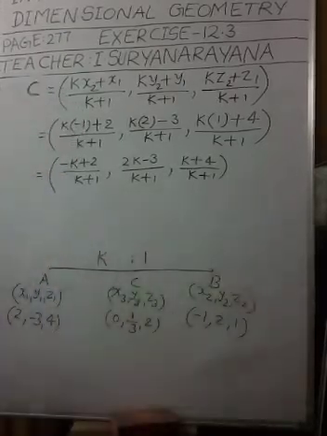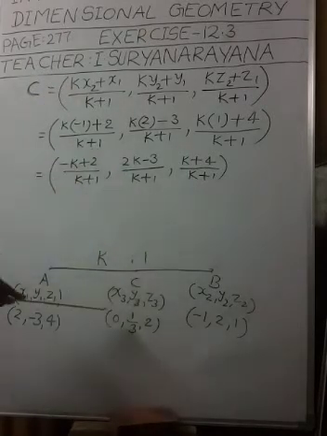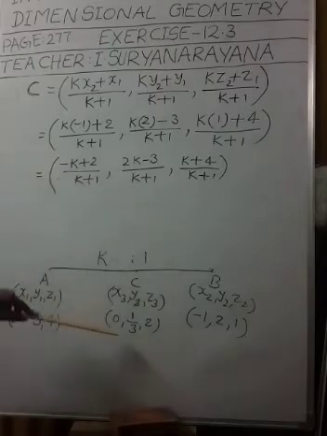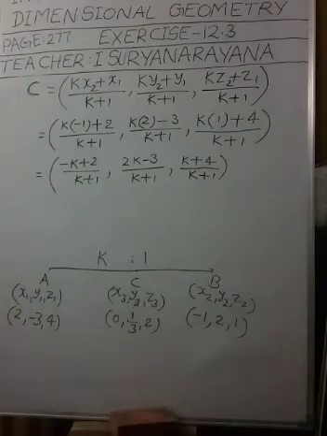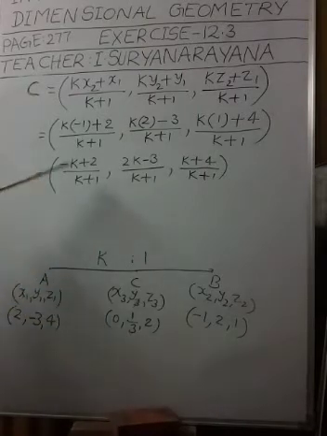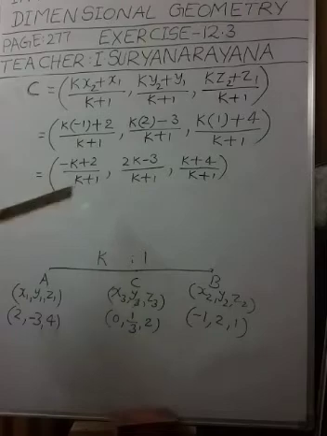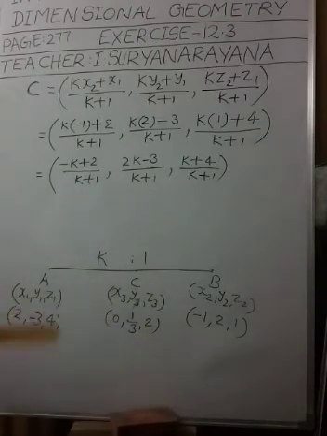Now let us examine the point C, x coordinate. Let us equate this x coordinate to this x coordinate and find the k value. What is the x coordinate here? The x coordinate of the point C is 0. So let us equate this x coordinate of this point with this point.